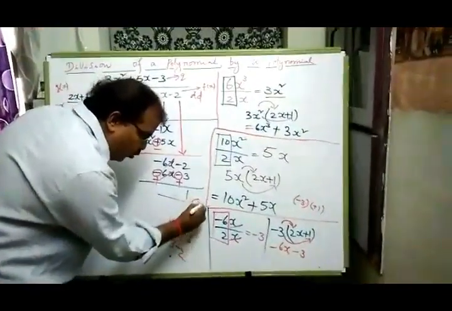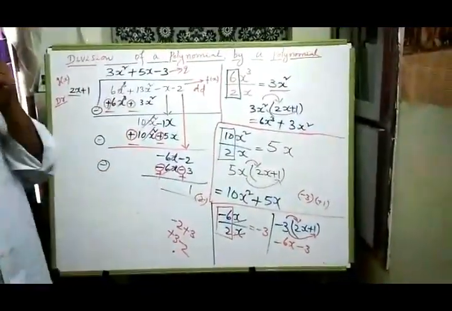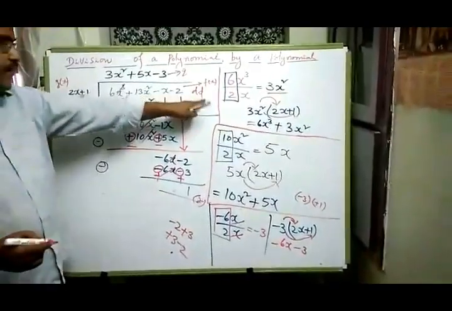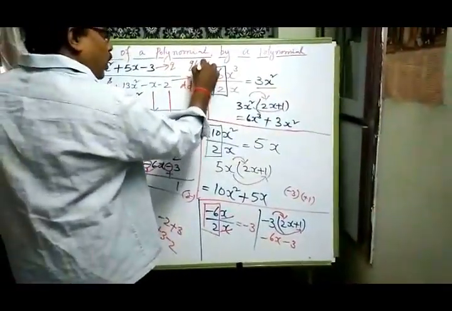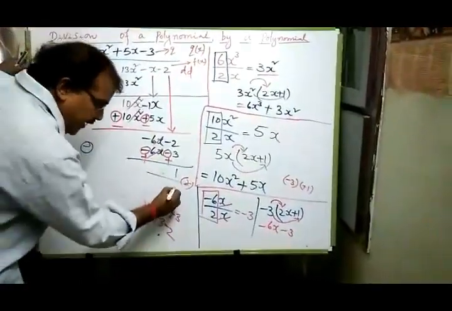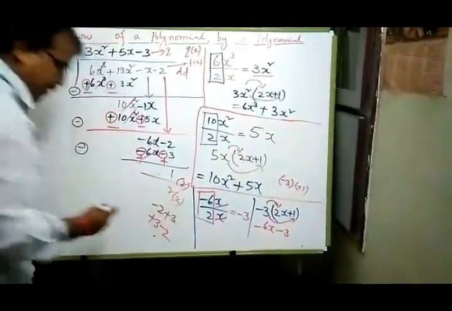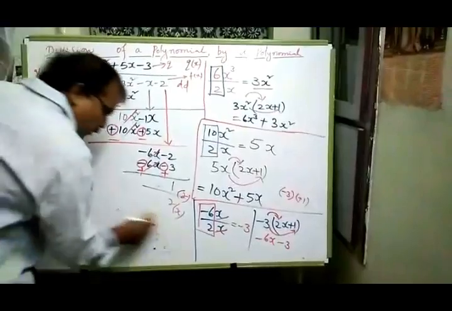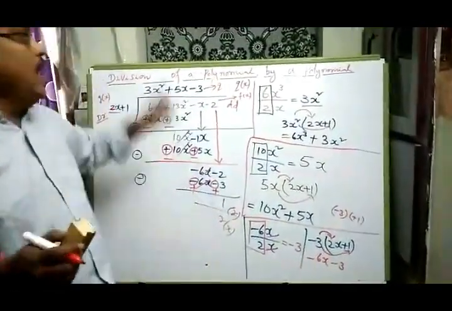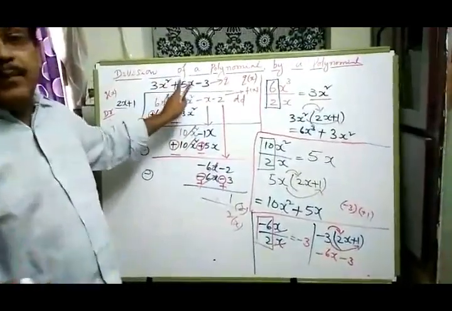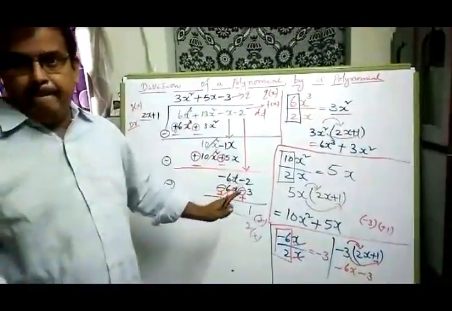Remainder is equal to 1. Finally, this is f of x, this is g of x. If you want, for this you can give the name q of x, and for this you can give the name r of x. Now I got the remainder and quotient. My r of x is equal to 1. My q of x is equal to 3x square plus 5x minus 3.